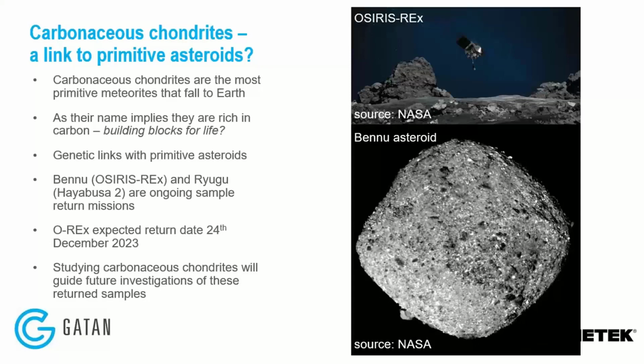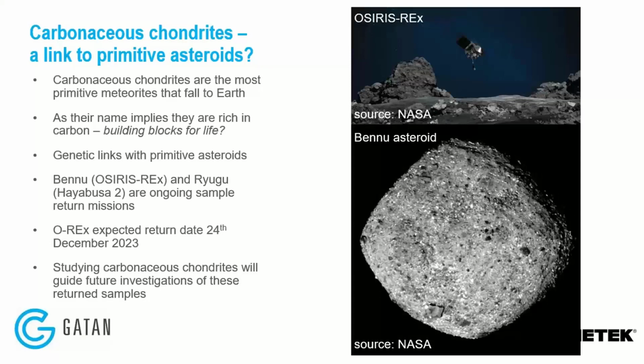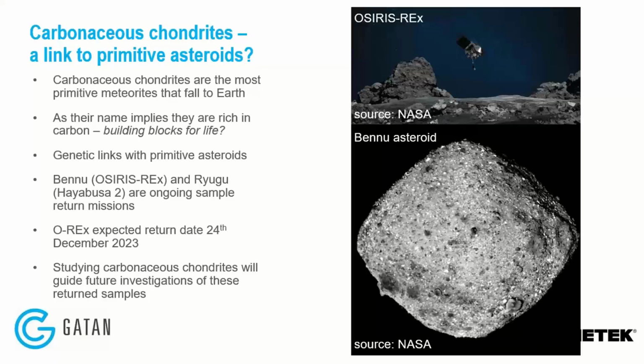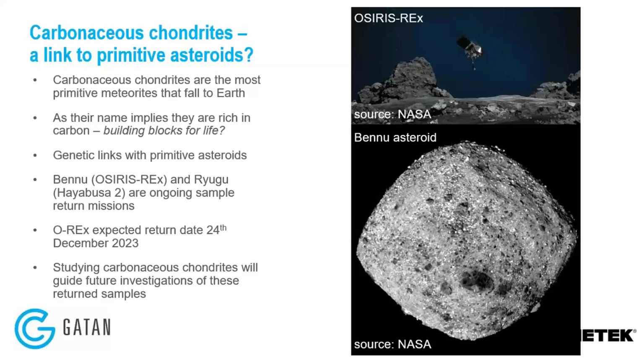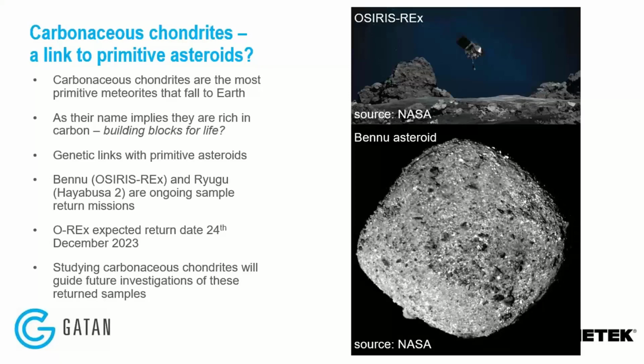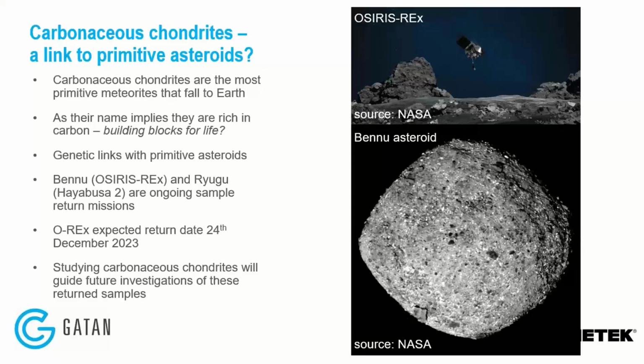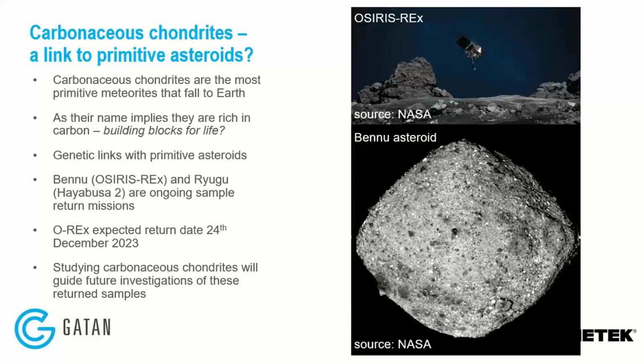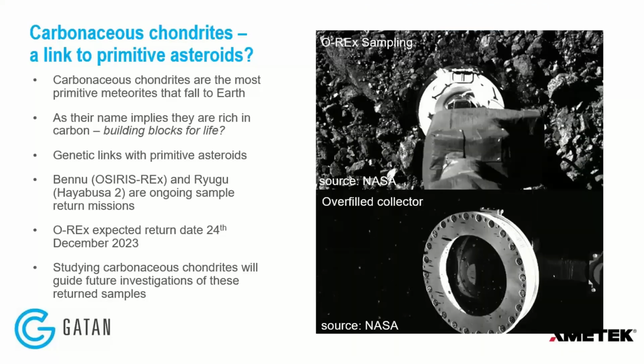The JAXA-led Hayabusa2 mission recently returned material from Ryugu, while the OSIRIS-REx mission, led by NASA, just left Bennu and is expected to return in late 2023. In the meantime, studying these carbonaceous chondrites will guide future investigation of these return samples and help us refine the techniques we'll use. This is just, I think, a kind of exciting image of the OSIRIS-REx sampling. And the collector itself was actually so filled that they couldn't originally close it before they locked it down into the capsule. So we're expecting to return a lot of material from Bennu.